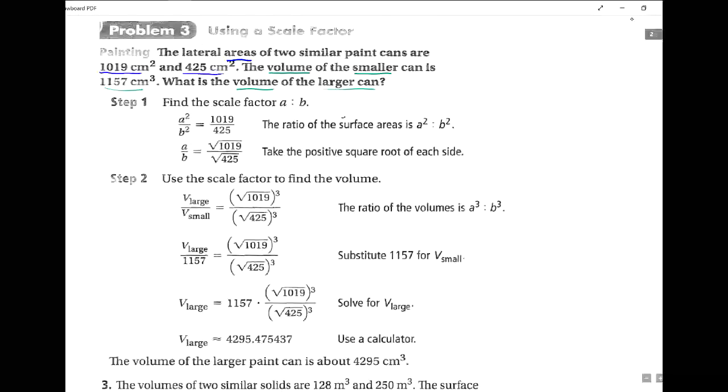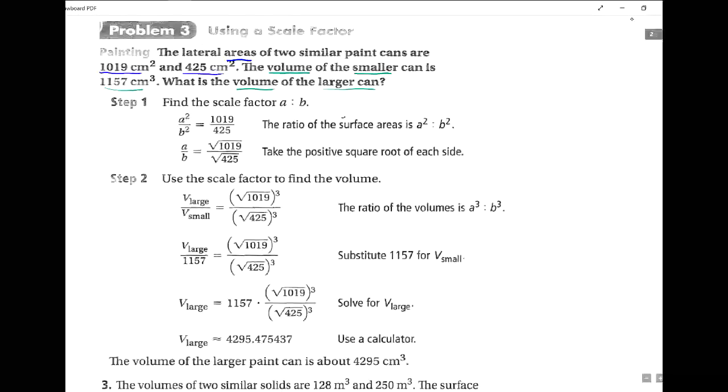Well, when we're doing stuff like this, you always need to get to your scale factor before you can go anywhere else. So we find our scale factor using our area ratios. We know our area ratio, and then area is always squared, so we square root those. Now these are not perfect squares. So we could either simplify our radicals, or we're going to use them again to find the volume.